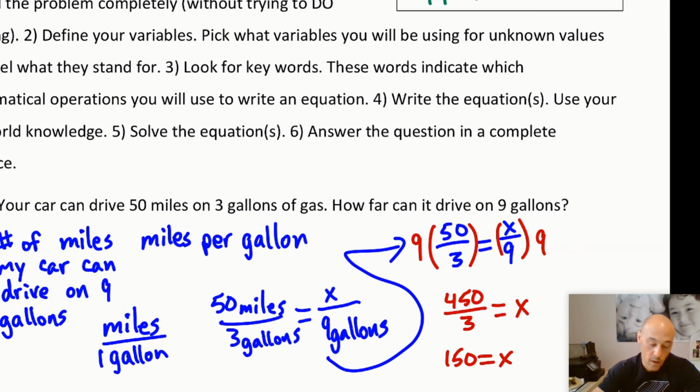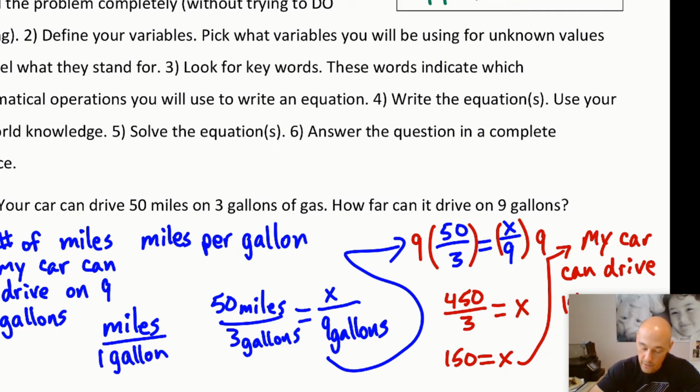So now we've written the equation, which was a proportion. We've solved the equation, and now we need to answer in a complete sentence. So the question was, how far can it drive on 9 gallons? My car can drive 150 miles on 9 gallons of gas.